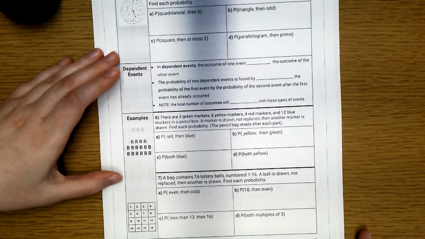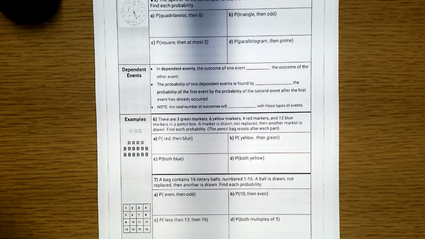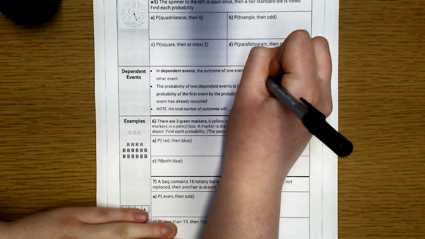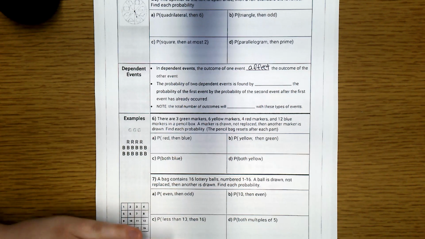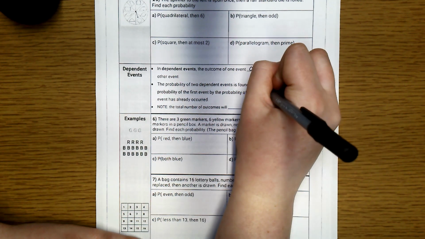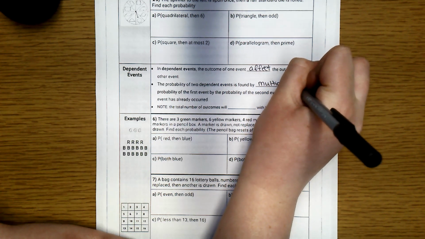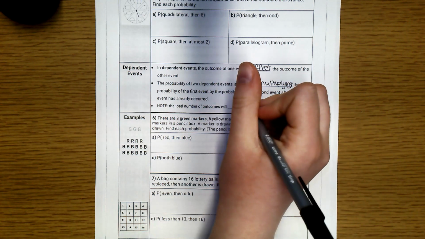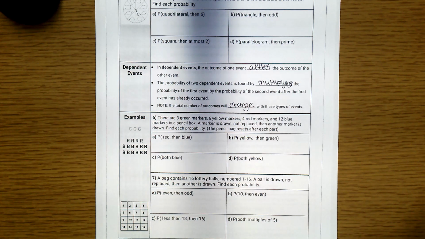Alright, we're going to move on to what's called a dependent event. A dependent event is the opposite of an independent event. The outcomes of one event affect the outcomes of another event. So the probability of 2 events is found by multiplying still the probability of the first by the second, but something different happens here. The total number of outcomes will change with these types of problems. Let's talk about what that means down on our first question here.